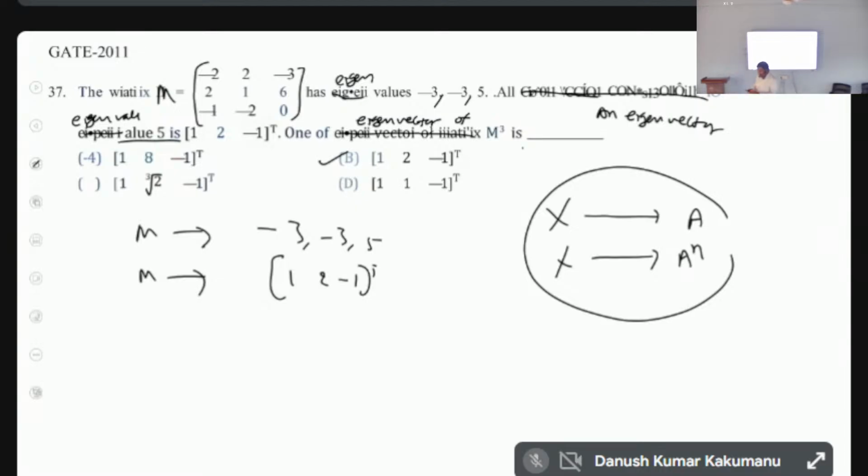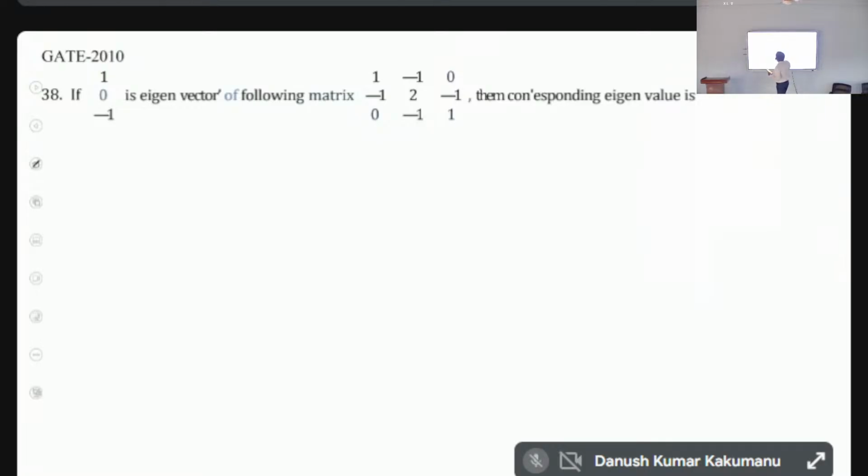Coming to next. If 1 0 -1 is the eigenvector of the following matrix, then what is the corresponding eigenvalue? Everyone try this. Easy question. After eigenvalues and eigenvectors, what is our next topic? Cayley-Hamilton theorem. One more: linear dependent and independent vectors.